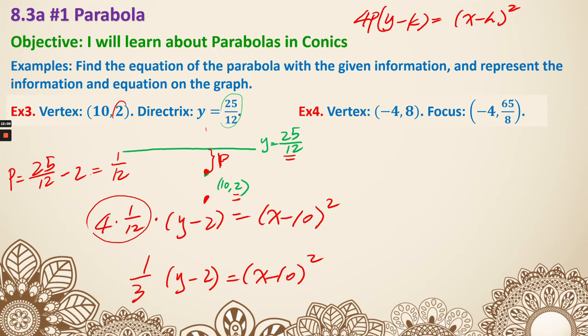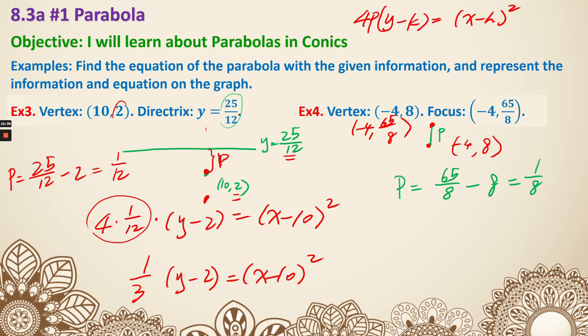Example 4. Vertex and focus. Let's say this is our vertex, -4, 8. And our focus is actually right here, -4, 65 over 8. And now we don't actually need the directrix, because the distance between the vertex and the focus is already p. So in this case, my p is going to be 65 over 8 minus 8. And that is going to give us 1 over 8.